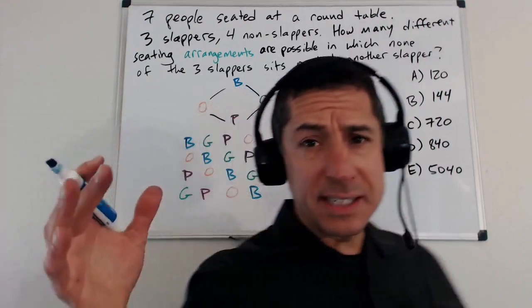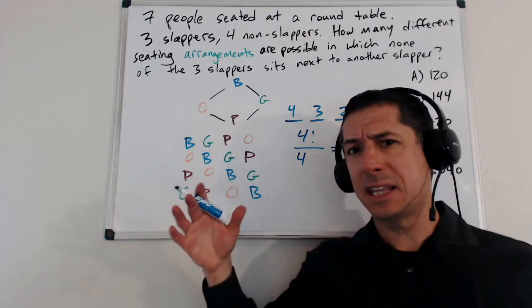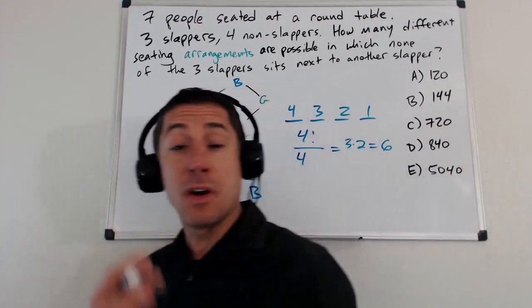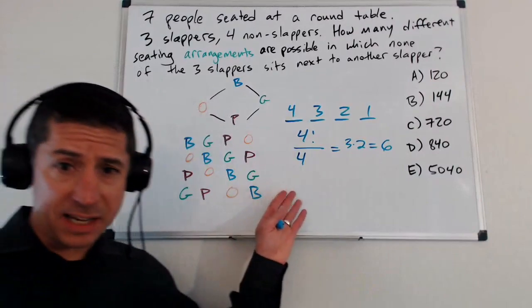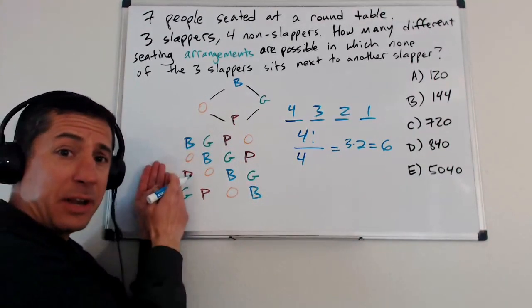Sometimes people refer to this as the circle permutation formula, which seems like an unnecessary thing to create and memorize a new formula for, but that's the logic underneath it. You don't really need the formula. If you've already memorized it for some reason, you understand it well, great. If not, don't worry about it. Just think through that logic of how much overcounting am I doing.